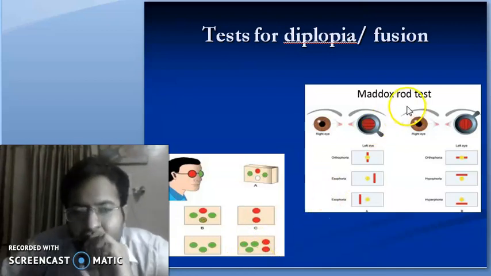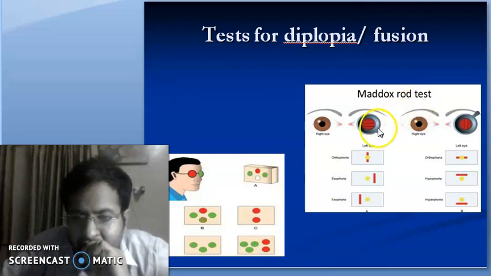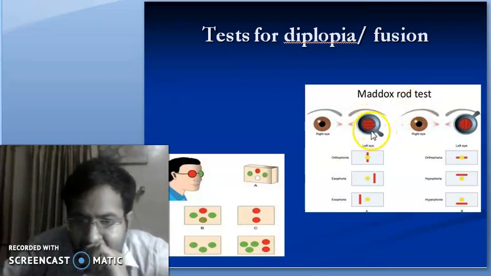We can also test diplopia using the Maddox rod test. In this, there is a Maddox rod. What is a Maddox rod?